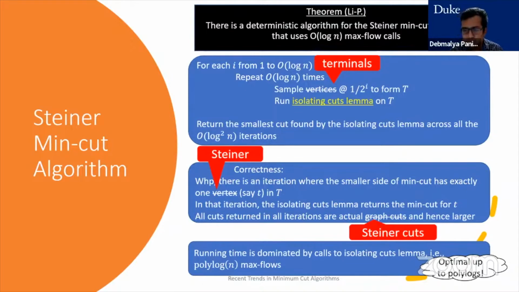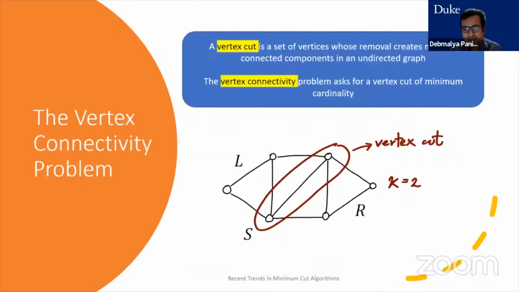But you can do a lot more with isolating cuts. So here's a different problem. This is called the vertex connectivity problem. A vertex cut is very similar to an edge cut, except that what you are removing from the graph is not a set of edges, but a set of vertices. So a vertex cut is simply a set of vertices whose removal disconnects the graph, just like an edge cut is a set of edges whose removal disconnects the graph.